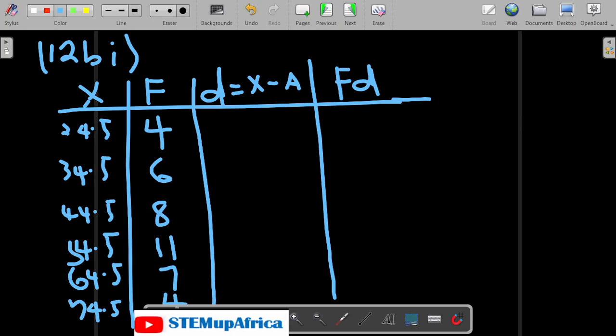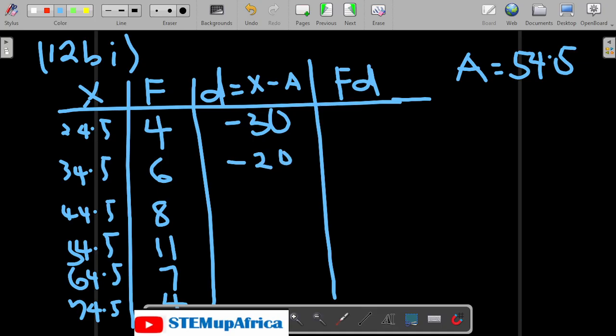Then don't forget our A, the assumed mean, 54.5. To get the deviation, I take X, which is 24.5, minus the assumed mean 54.5. That will give us minus 30. The difference between the first and the second is 10, so keep adding 10 to the minus 30: minus 20, add another 10, minus 10, add 10, 0, 10, and 20.